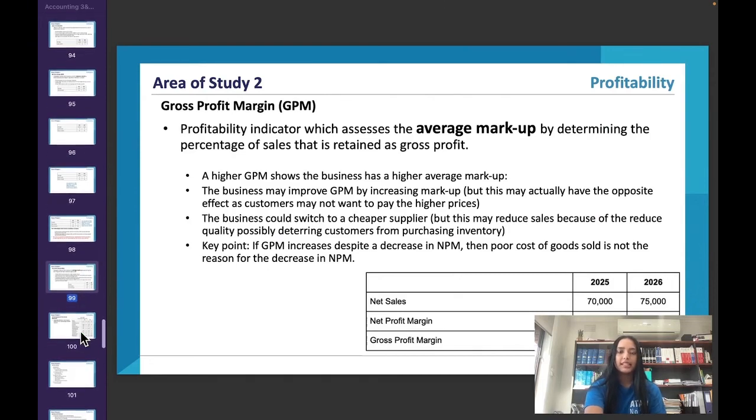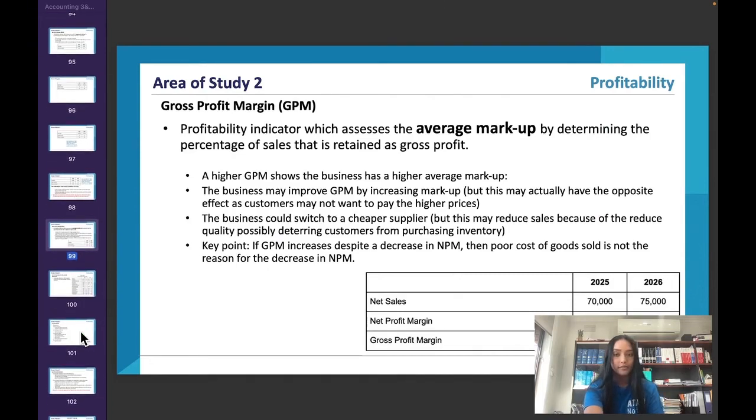Gross profit margin assesses the average markup of the business by determining the percentage of sales retained as gross profit. A higher gross profit margin shows that the business has a higher average markup. It's a good thing to have a higher gross profit margin because it means you're earning more compared to how much you purchased your inventory for.